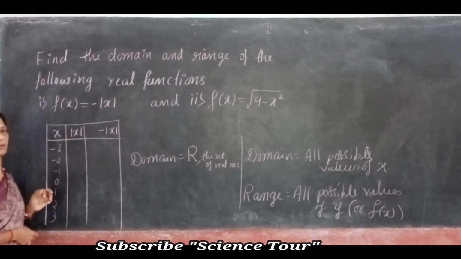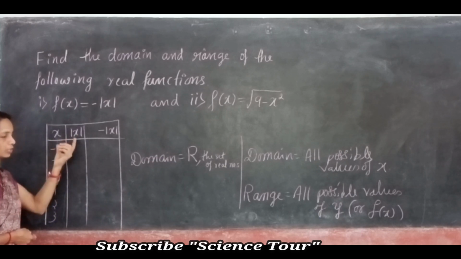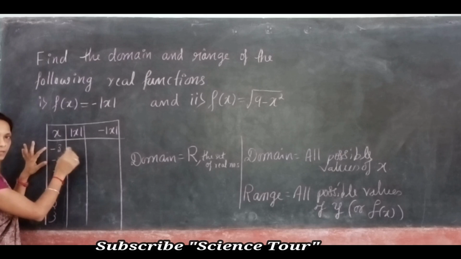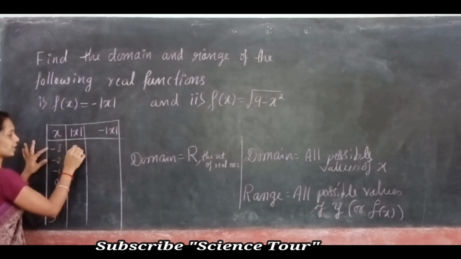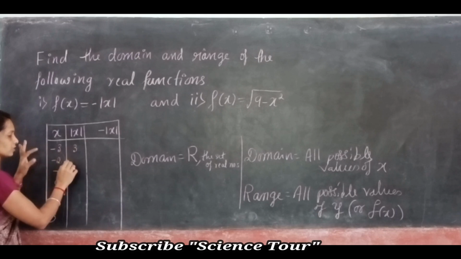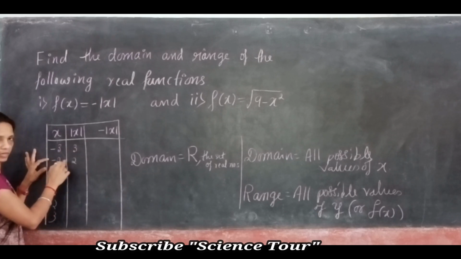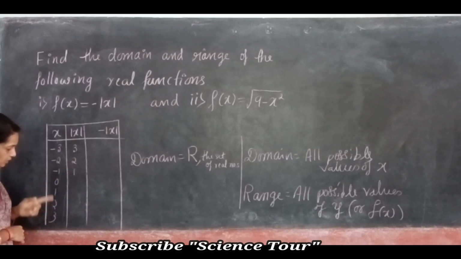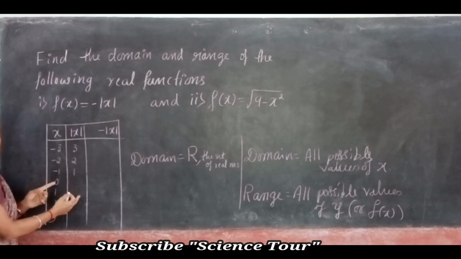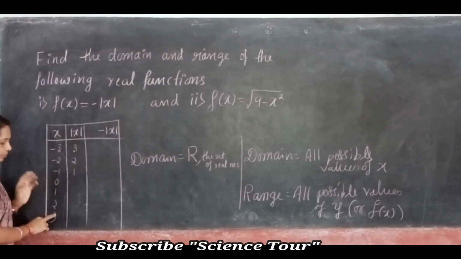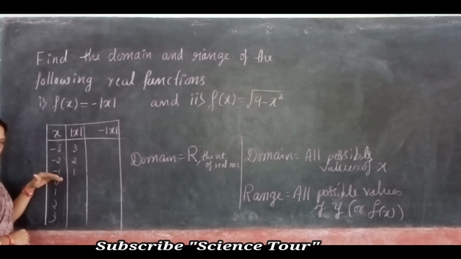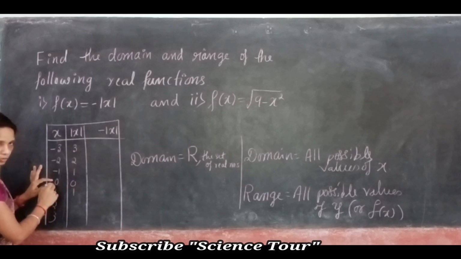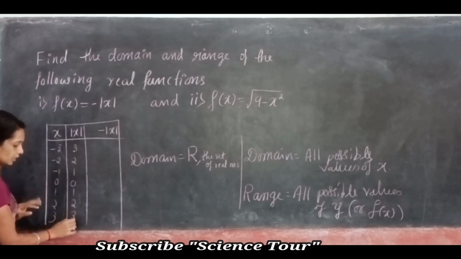And what is the mod x value? For negative numbers, how do you get the mod x value? You just have to remove the minus symbol from the negative number to get the modulus. So here if you remove the minus sign you will get 3, 2, and 1. For positive numbers and 0 you have to write that number itself as the mod value. So 0, 0, 1, 1, 2, 2, 3, 3, like that.